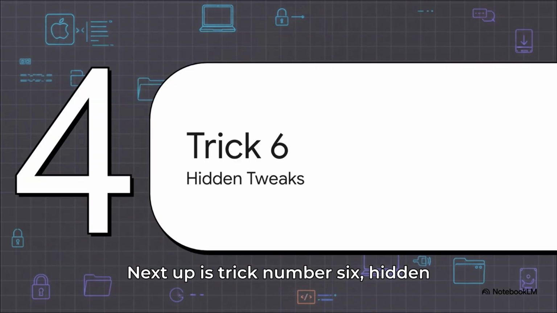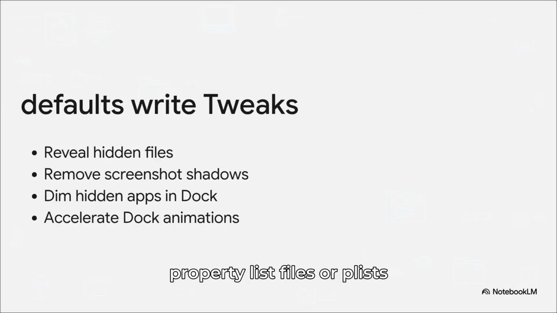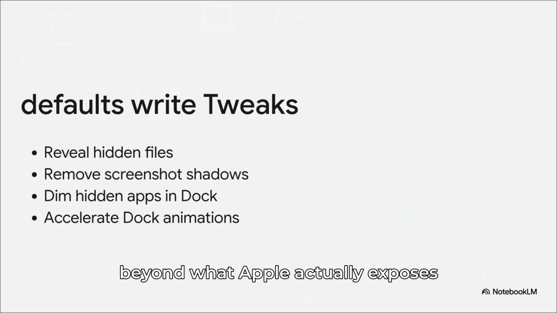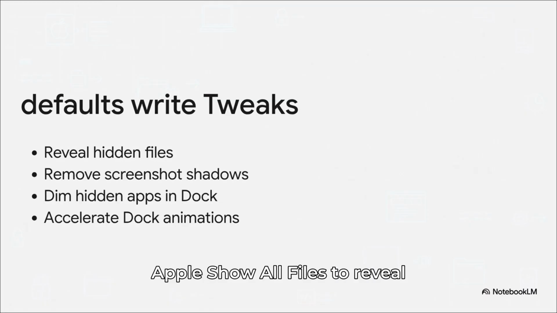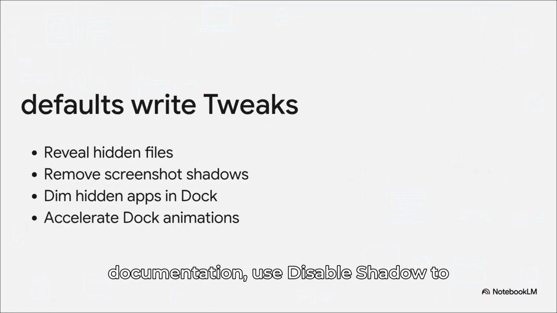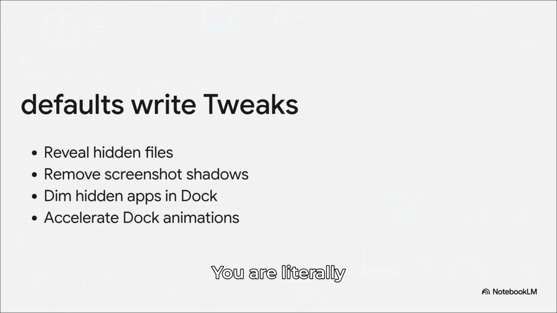Next up is trick number 6, hidden tweaks using defaults write. So we use the defaults write utility to modify hidden property list files, or plists, to tweak system UI behavior way beyond what Apple actually exposes in their standard menus. As a support engineer, you can use these powerful one-liners to instantly standardize a user's environment. Need to troubleshoot? Just toggle AppleShowAllFiles to reveal hidden diagnostic files. Or, if you're tired of messy documentation, use disable-shadow to kill those annoying drop shadows on your window screenshots. You are literally rewriting the rules of the UI.